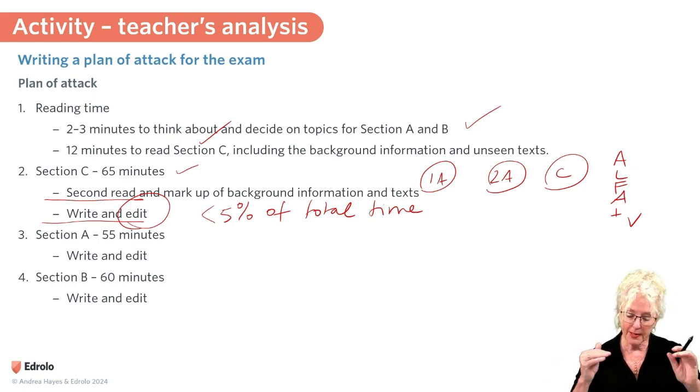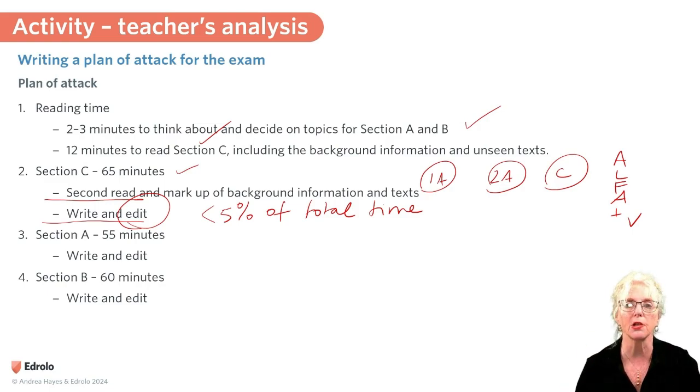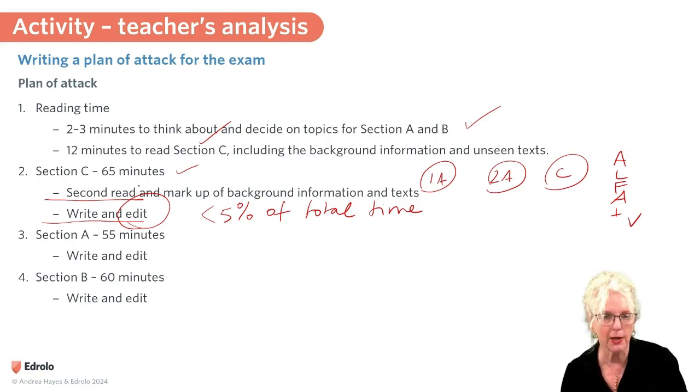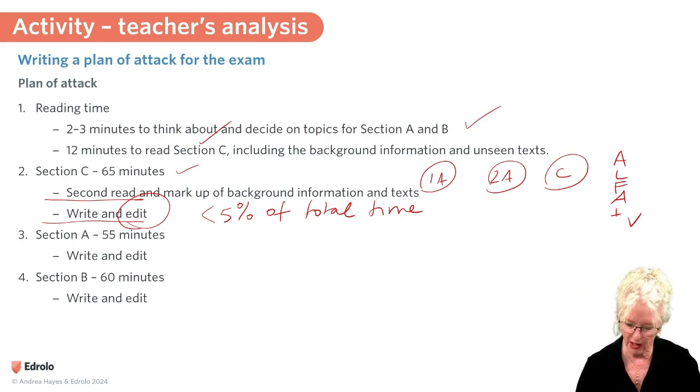Then you might say, okay, right, that's 65 minutes. Then I've got 55 minutes for section A. I'll write and edit that during that time. That leaves me 60 minutes for section B. Might require more think time. How are you going to change things to suit you? Write and edit. Now, you might change all of these. You might not need a second read. You might say, right, I'm fine, I can write that. I can write an argument and language analysis in 60 minutes. So you take that 5 minutes, where else are you going to put it?